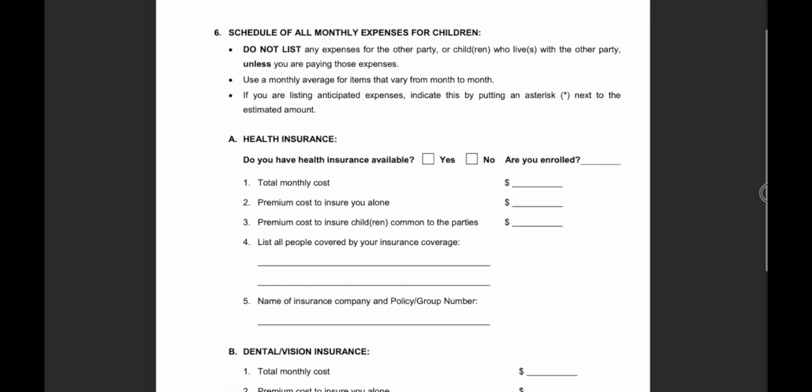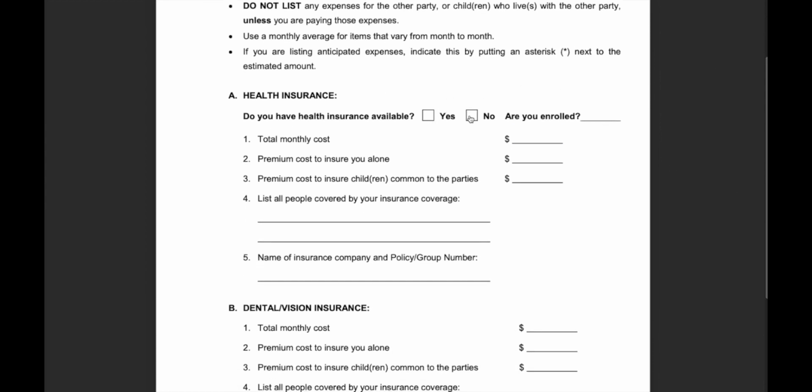Health insurance: obviously check yes or no, and whether you are enrolled. Total monthly cost, go ahead and indicate on this line. Sometimes if you are being paid through your employer, your HR department is going to have this information, because it does indicate your premium insurance costs to insure you alone, and then the separate costs for the children common to the parties. I oftentimes tell clients to contact their employer, as they will have a breakdown for each monthly cost.